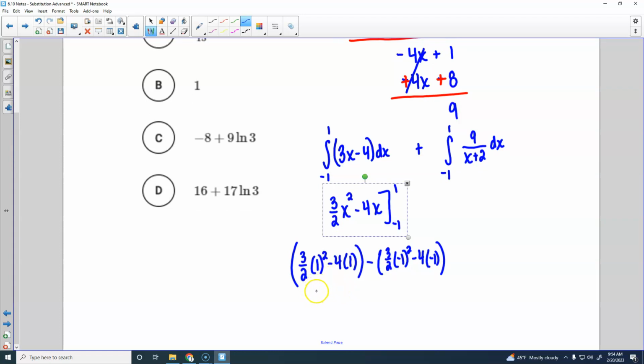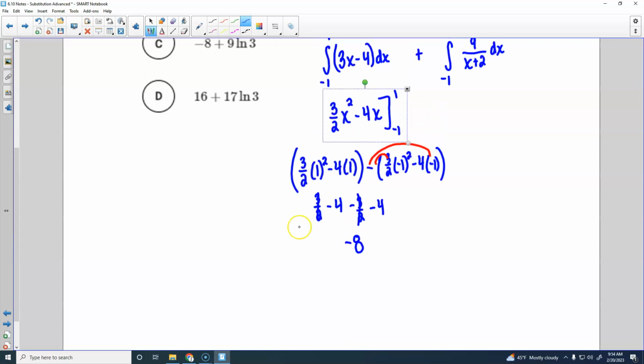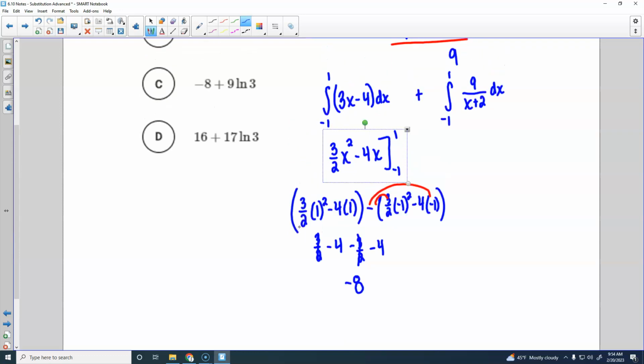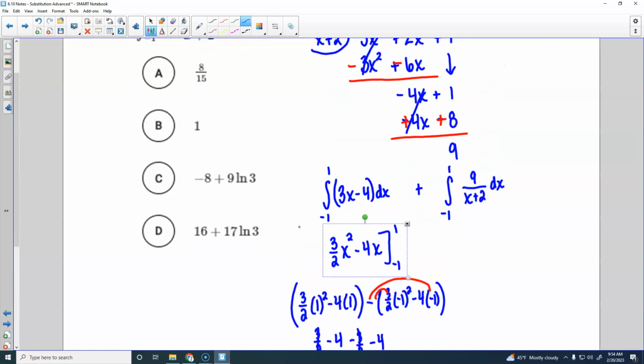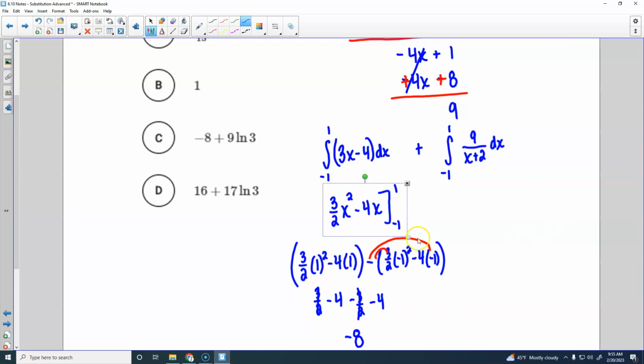And so that's going to give me 3/2 minus 4. I'm going to go ahead and do this minus 3/2. That's going to be a positive 4, but then I'm going to distribute this negative right here, and so I'll get a negative 4 right there. So my 3/2 actually end up canceling out, and I get negative 8 for that part. I'm thinking C's looking like a good candidate, but there might be a number that shows up over here. May not. I think it's going to be C though. All right, so that's the first part.